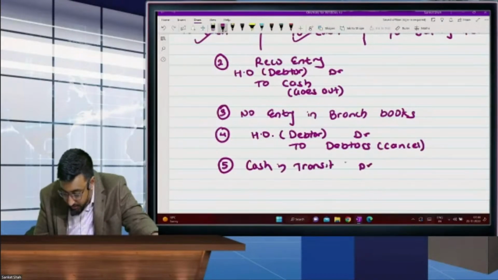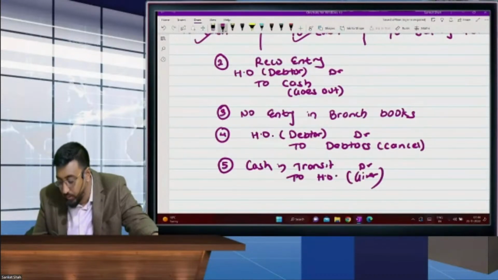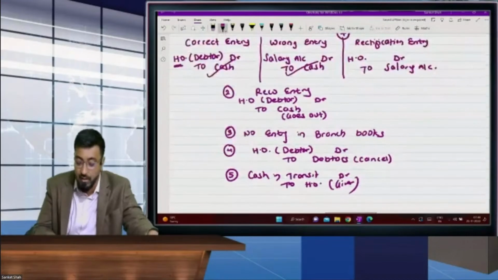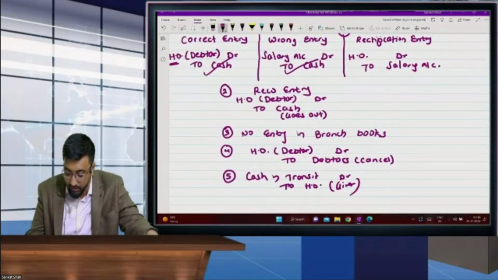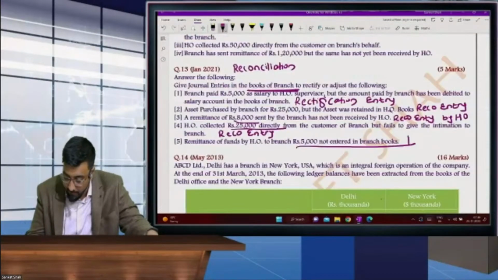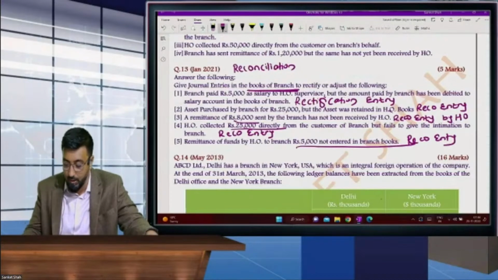Cash in transit and HO is a giver. So HO is a giver. So one rectification entry and 4 RICO entries. So this is RICO entry. Last one is RICO entry. 5 marks over.